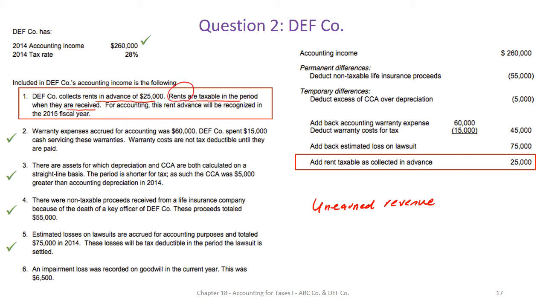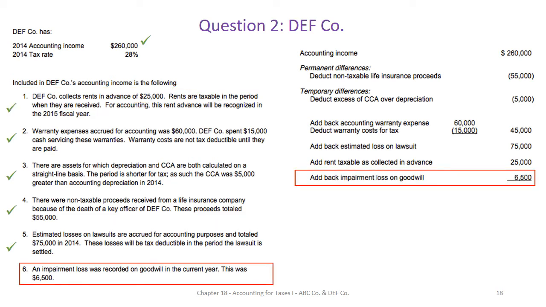Now, what happens is, for accounting purposes, they may say, well, it doesn't matter in what accounting period they're actually earned. That amount is taxable when you actually collect it, and so we are increasing our income here by the amount of the rent that was collected in advance, even though it may not be recognized as revenue or income for accounting purposes. And then the last item here has to do with impairment loss on goodwill. This is a special situation when it comes to goodwill: any impairments on goodwill are not tax deductible.